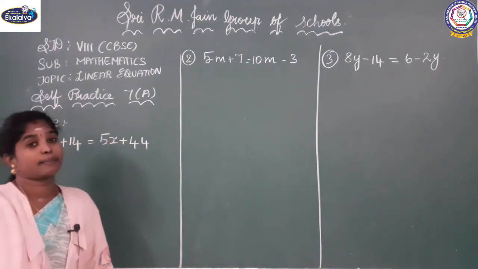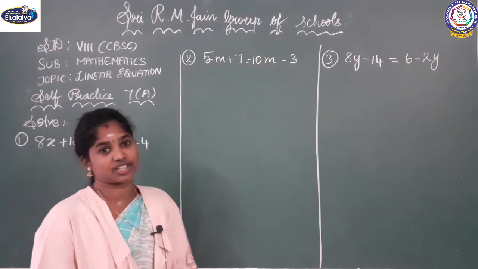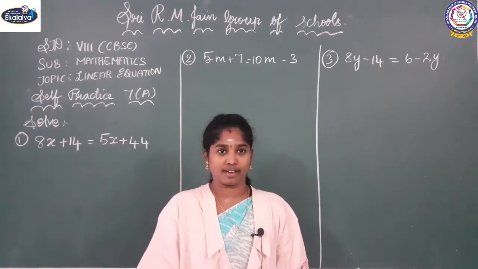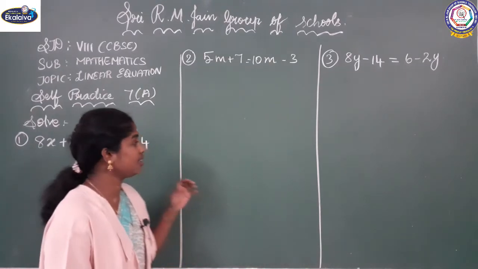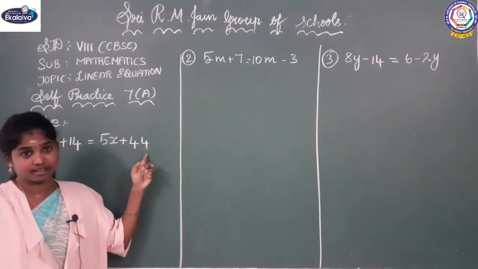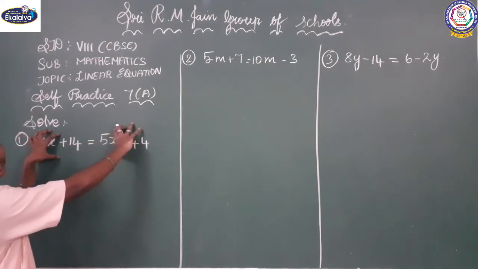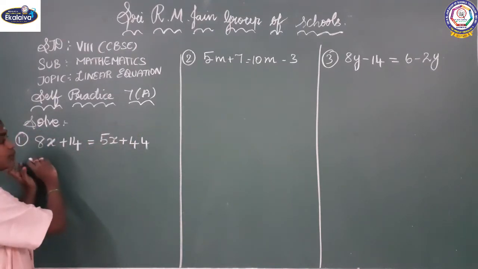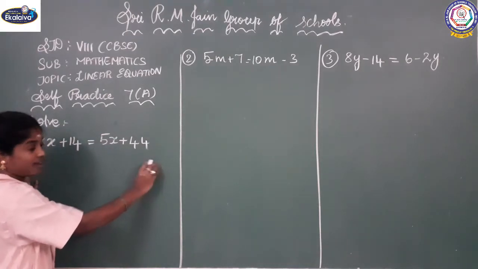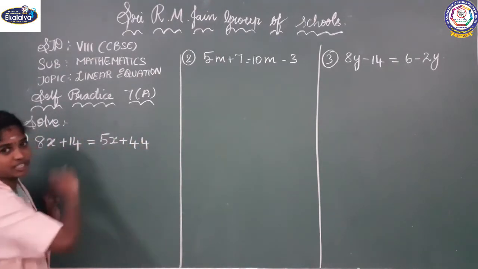Standard 8, subject Mathematics, and the topic we are going to see, linear equation. Before going into this exercise, you should know what is an equation. An equation is a mathematical statement which expresses an equality between two algebraic expressions. So an equation is a mathematical statement which expresses the equality between two algebraic expressions.